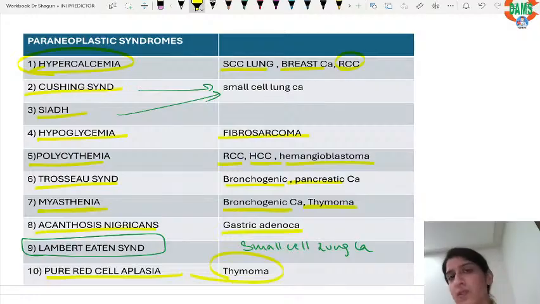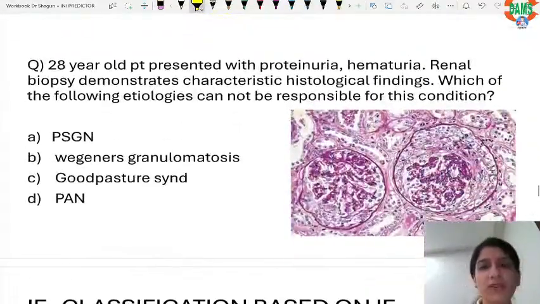This is an important list of all the paraneoplastic syndromes that I want all of you to remember for your last minute revision. Very important high yielding table. Please, please, please do not forget about this.